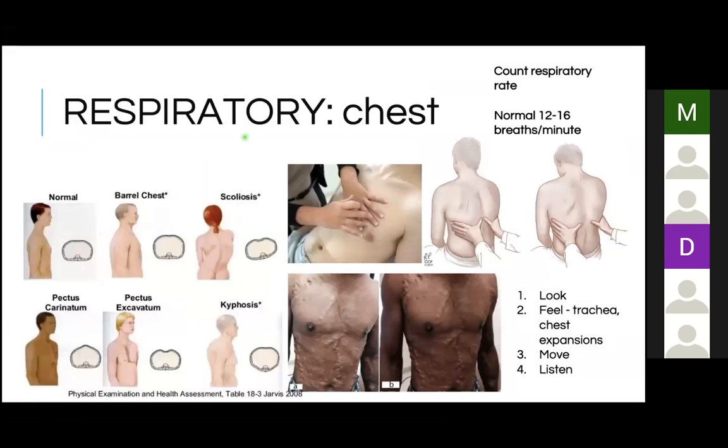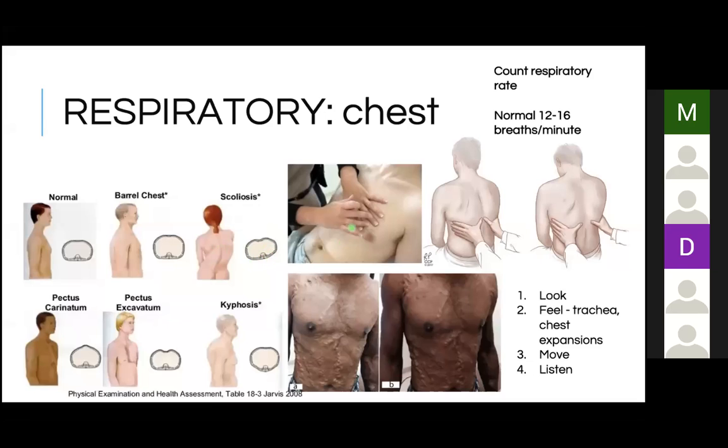Just looking at the chest now, you need to look at the shape of the chest. So you can have a normal shaped chest or pectus carinatum. So there's a protrusion here. A barrel chest, so just symmetrical enlargement. Pectus excavatum, so like you're excavating, there's actually like a dip in the chest wall. Kyphosis, where the back is a bit protuberant, and then scoliosis, where it's asymmetrical.